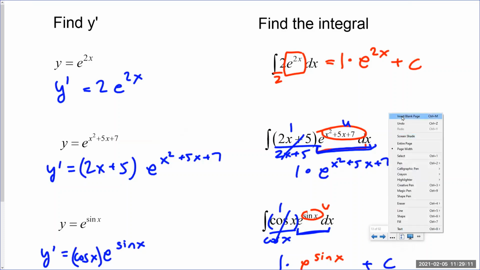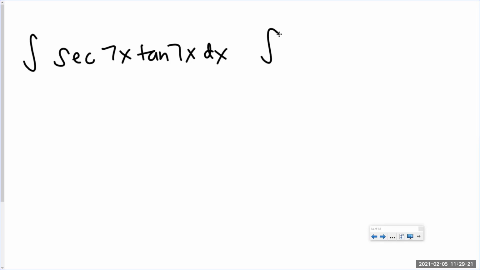So what I want to do now is do this problem with you, and I want you to understand how this one, 7x tangent 7x, is different from this one, secant squared 7x tangent 7x dx. And you've already been tested on this. Unfortunately, it's a hard problem and people have trouble with it, okay?